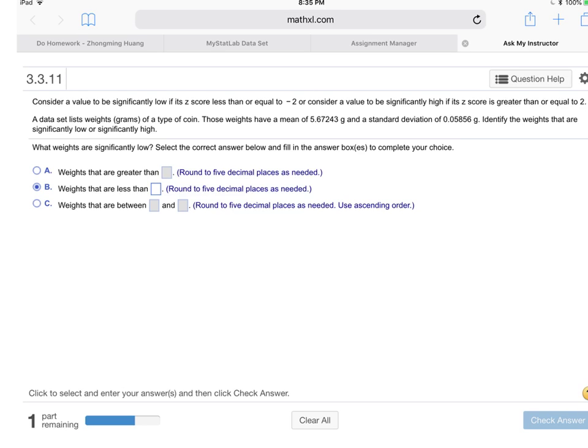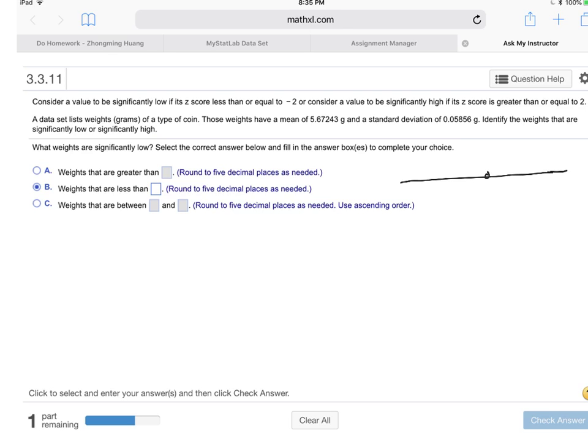Let's work on this problem that involves z-score. So first of all, let's try to make sense of z-score. Geometrically speaking, what is a z-score? A z-score measures the relative standing of a given value.